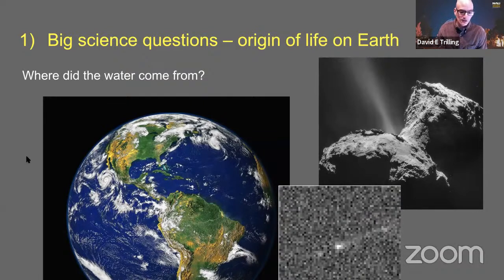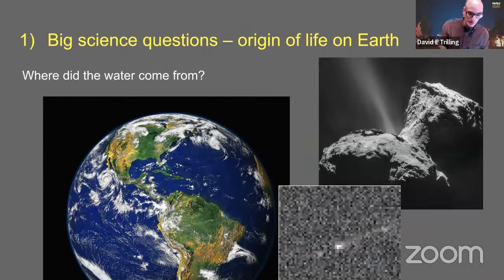Okay, and the other big science question that I identified is, where did the water on Earth come from? And this, of course, is related to the origin of life on Earth. We need water to have life. And there's an outstanding question in our field about where the water on Earth came from. Was it part of the Earth as it formed? Did it come from outside, maybe from comets or asteroids? And how much came from different sources?